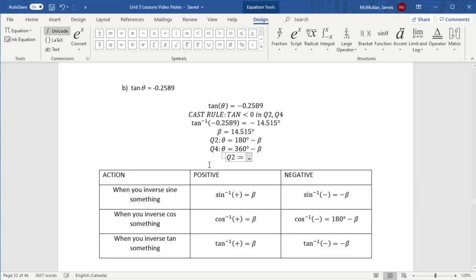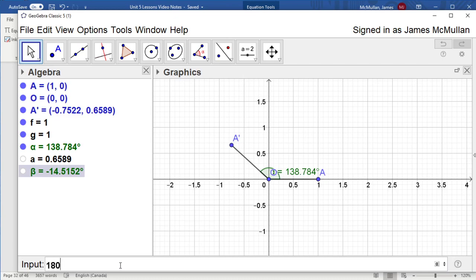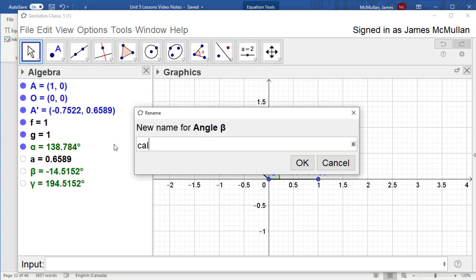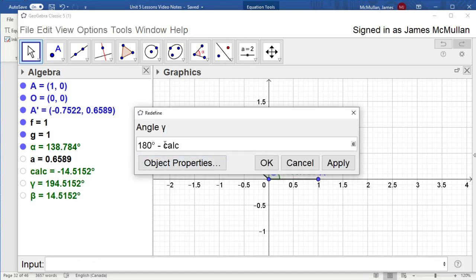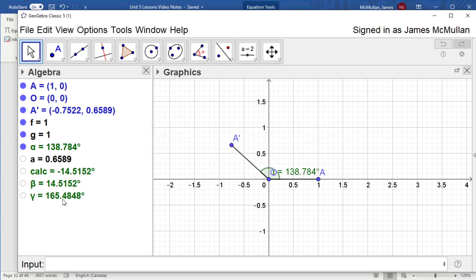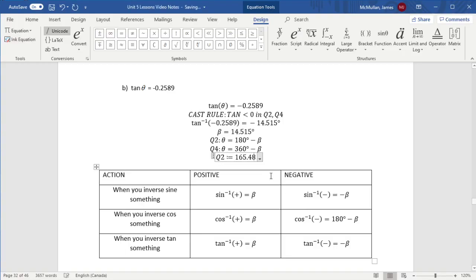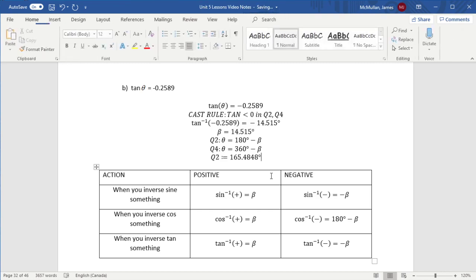So let's go back to the worksheet I was working on. So I'm going to do 180 degrees minus beta. It gives me, oh, I'm sorry, I forgot to change beta to a positive because I'll explain why it's giving a negative, but let me just quickly do this. So I'm just going to rename this to calc. This is what the calculator gave me. I know that beta is the absolute value of what the calculator gave me, the positive, and then this is 180 minus the beta. So 165.4848 is my quadrant 2 answer.